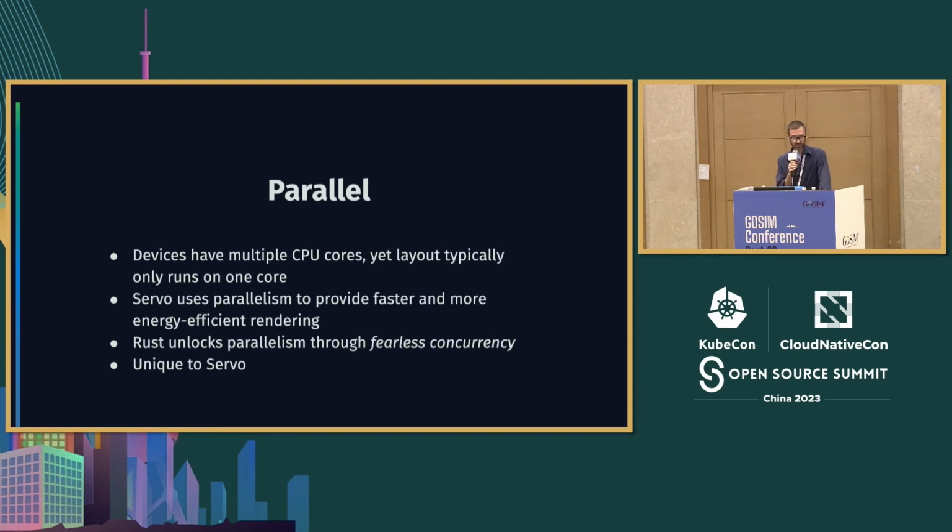Servo is parallel. Like I said, devices have more CPU cores than they did in the past. And in most browsers, I would say all major browsers, layout of a page only runs on one CPU core. In Servo, this can happen across multiple cores. And we get to decide whether that happens at runtime and with very little code overhead. Basically, Servo is using parallelism to provide faster and more energy-efficient rendering. And Rust unlocks this through its principle of fearless concurrency. And like I said, this is completely unique to Servo.